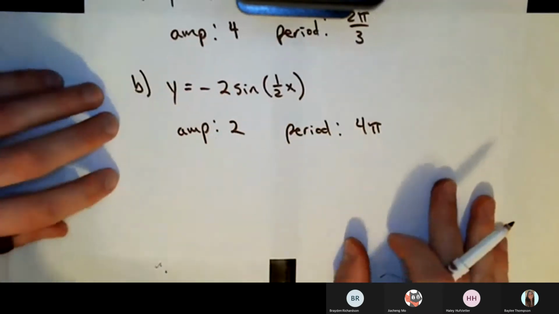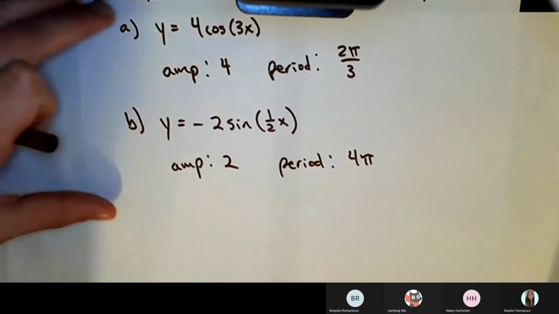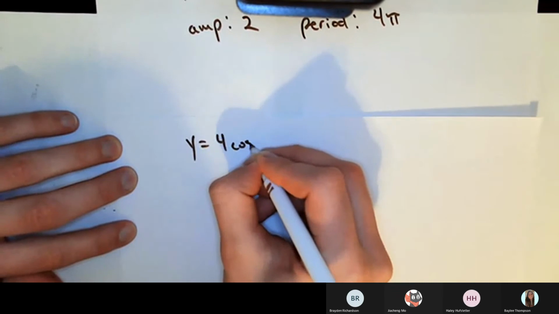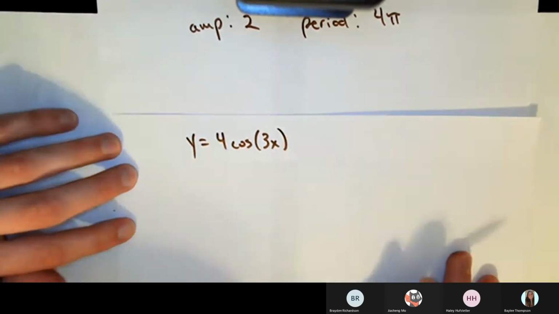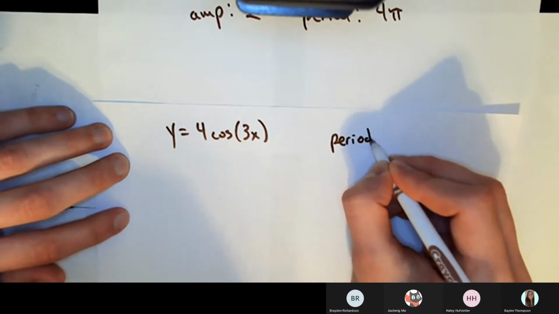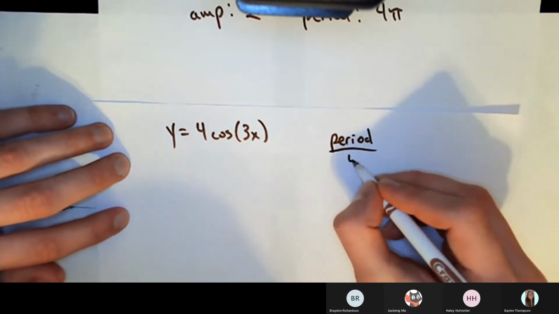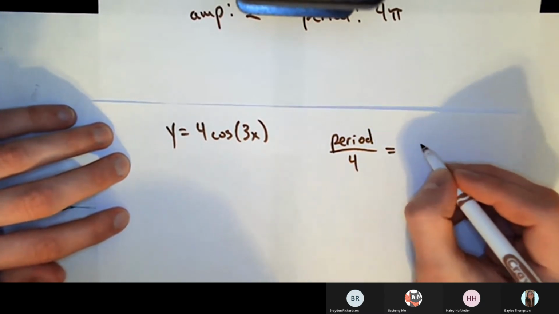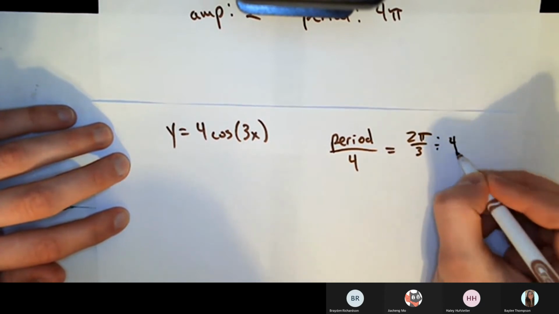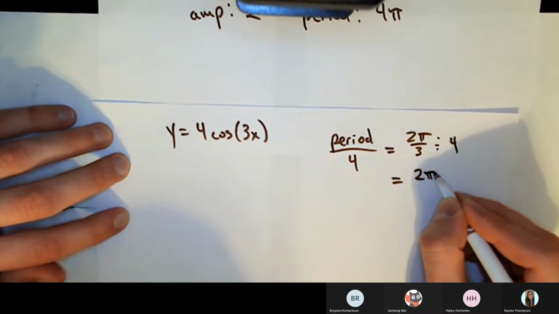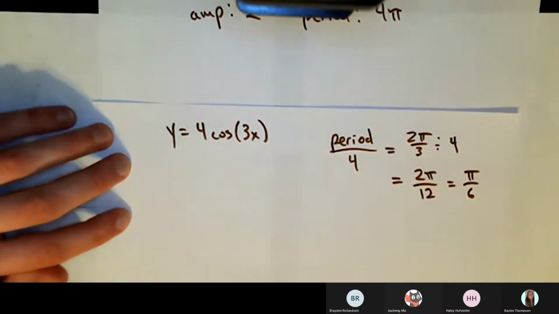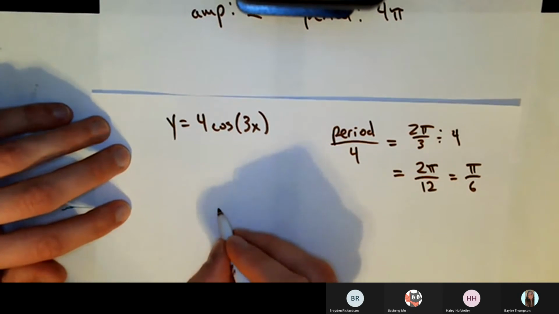What would it look like if we graphed that part A? That's a good one to look at because it's kind of weird. If we graphed 4 cosine of 3x, maybe it seems weird because that period is 2 pi over 3. So if I'm looking for my increments on the x-axis, period over 4 would be 2 pi over 3 divided by 4, which is going to be 2 pi over 12. So pi on 6, that's what the increments on the horizontal axis would be.